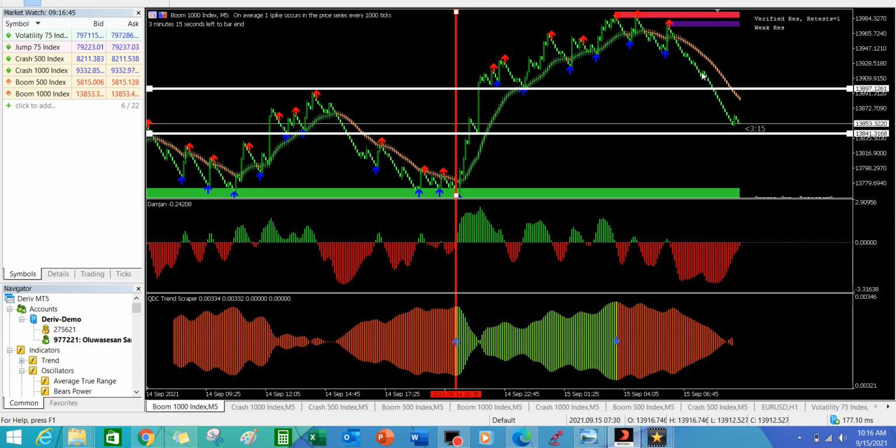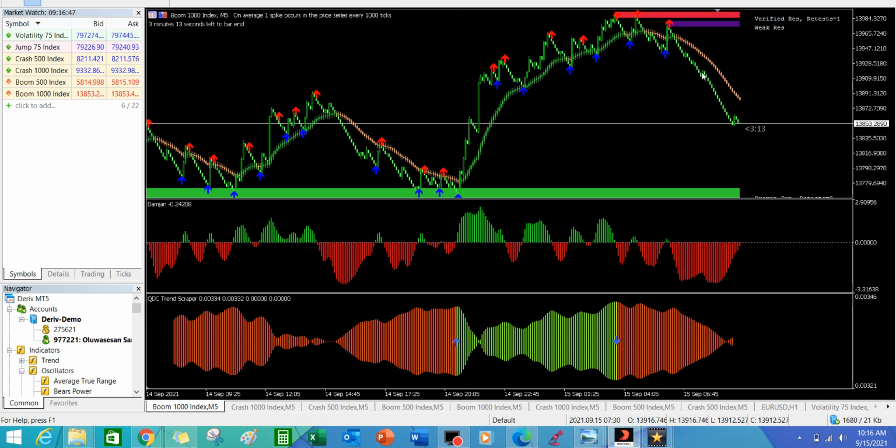So if you want to avoid spikes totally, you should run away from two things. When you are trading boom, you should run away from the support region, and above all, you should run away from the uptrend region. You should run away from the markets when the market is on uptrend.